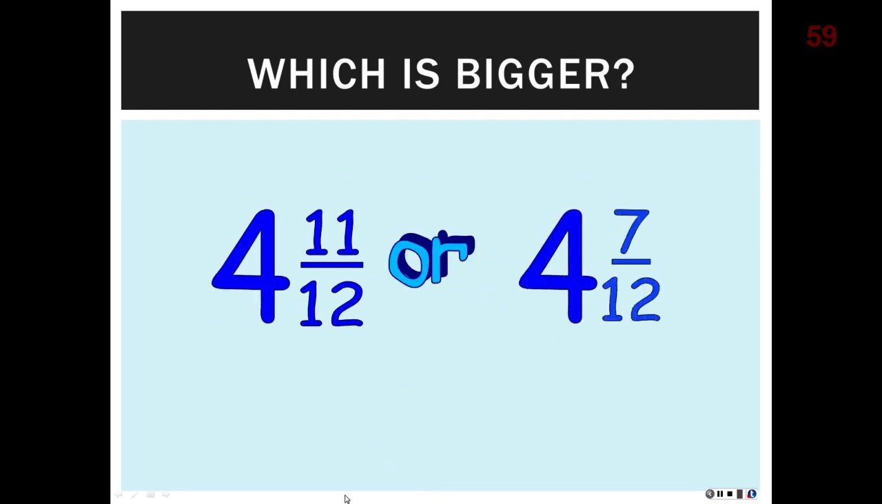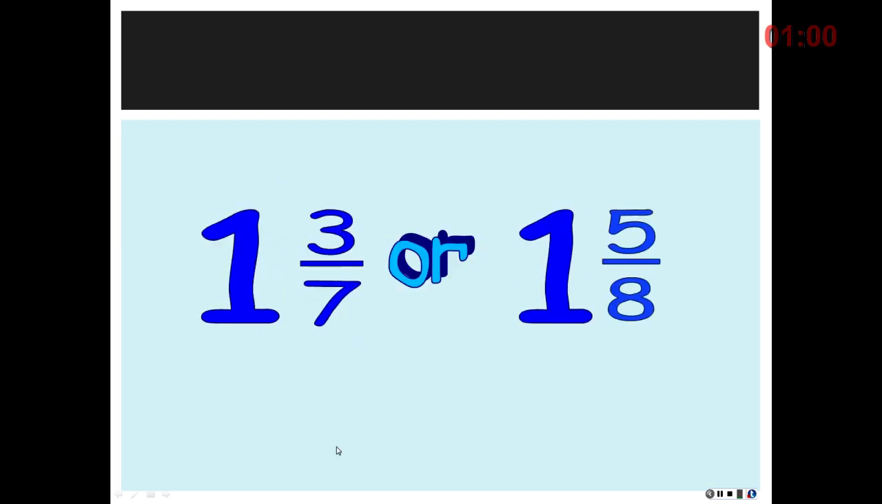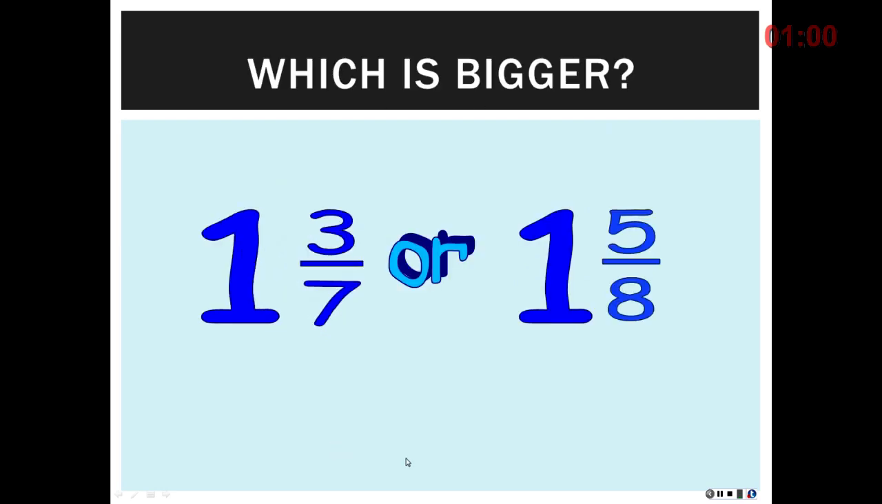Which is bigger? You don't even need to compare these. 11 twelfths and 7 twelfths. You got the same denominator. Which is bigger? The denominator is the same on that one, so that one's easier. Which is bigger here?